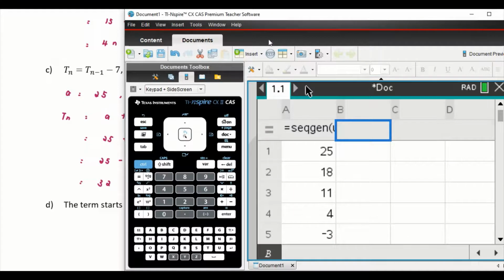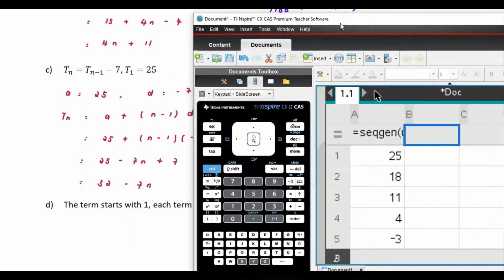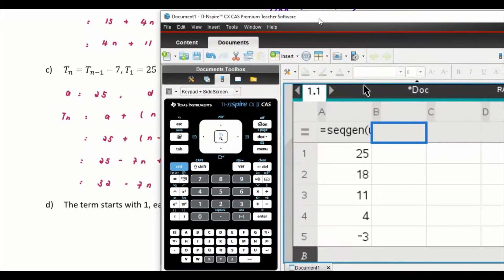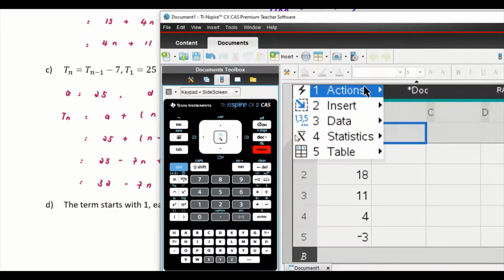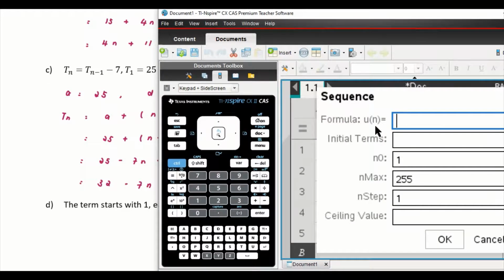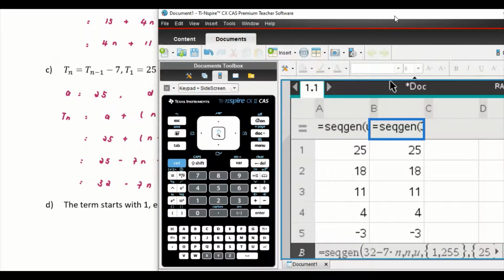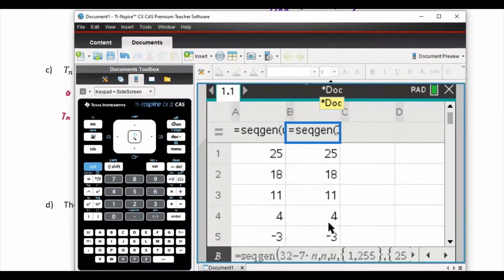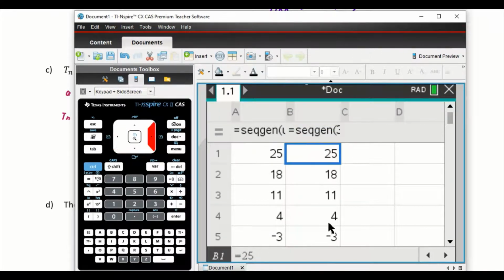Now let's see if we want to use the n-th term rule, can we do that? Yes, we can also. This is our recursive rule, right? So the same thing: menu, data, generate sequence. But when you key in here, we do not use the recursive form, so we are not using U(n-1), but in this case, we only use n. So I just type in 32 minus 7n. Your initial term A is the same, which is 25. The other things we don't change, then press OK. You'll see you generate exactly the same thing, although you are using the n-th term rule. So they are just the same, which means what you derived here is correct.